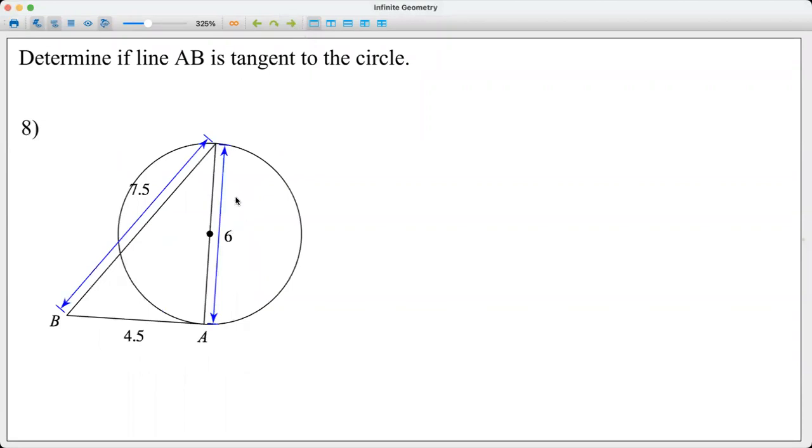Another one here, notice now they're giving us, hey, 6 is in the center, so that's the entire distance right there. Okay, what else we got?